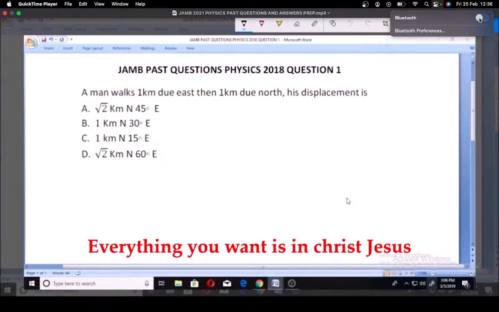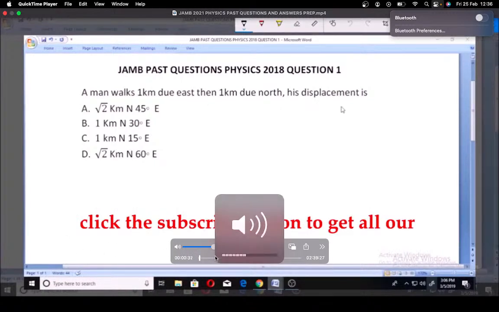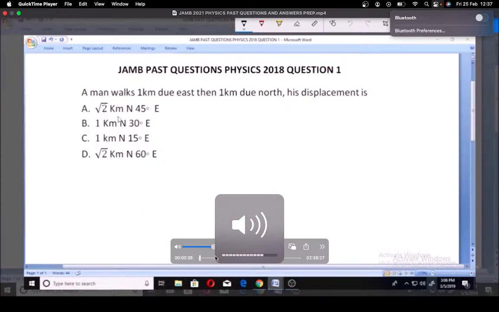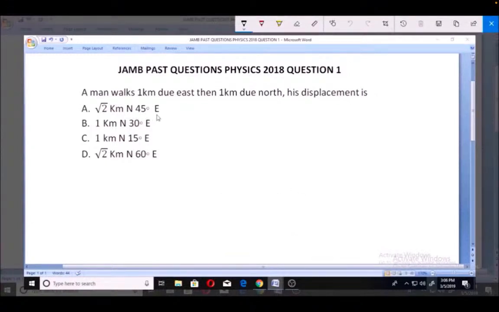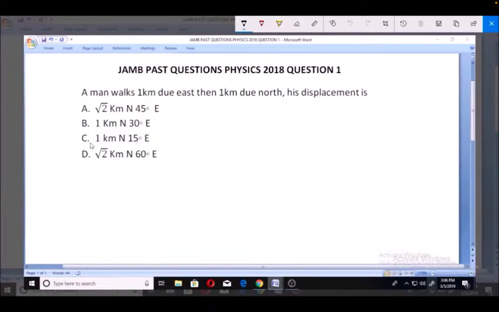Question number 1. A man walks 1 kilometer due east, then 1 kilometer due north. His displacement is A. Root 2 kilometer north 45 degrees east. B. 1 kilometer north 30 degrees east. C. 1 kilometer north 15 degrees east. D. Root 2 kilometer north 60 degrees east. So how do we go about solving this?